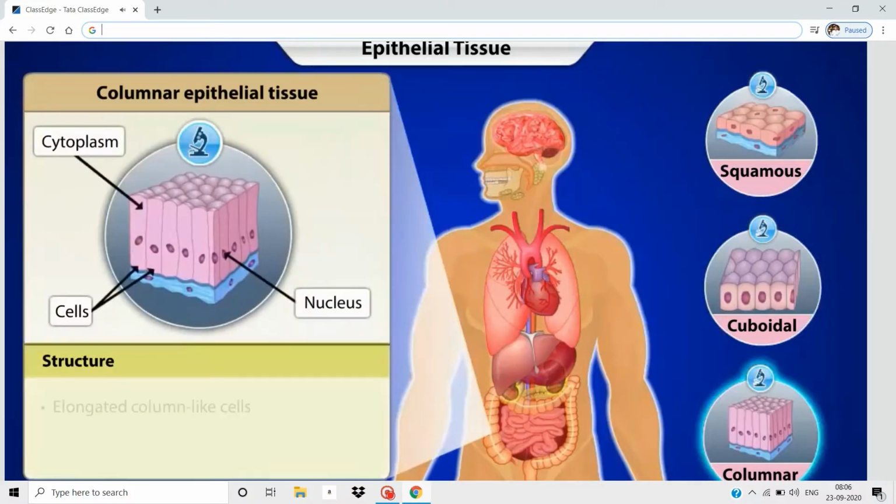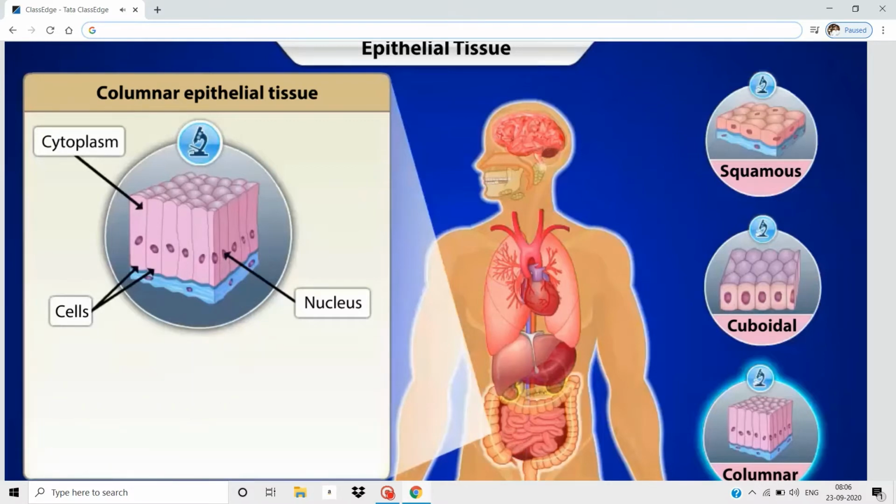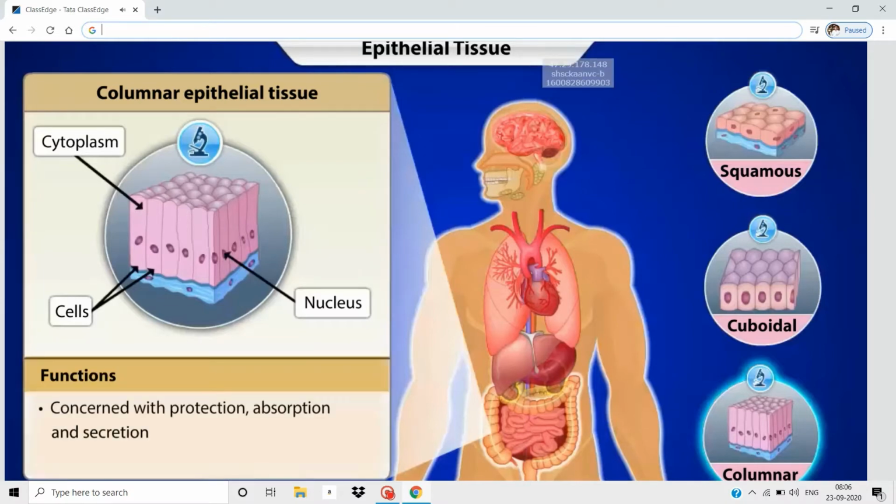Columnar epithelium has elongated column-like cells. Some of them also have cilia, which are hair-like projections on the outer surface of epithelial cells. Columnar epithelial cells form the inner lining of the stomach, the digestive tract, and the respiratory tract. Their functions are protection, absorption, and secretion.